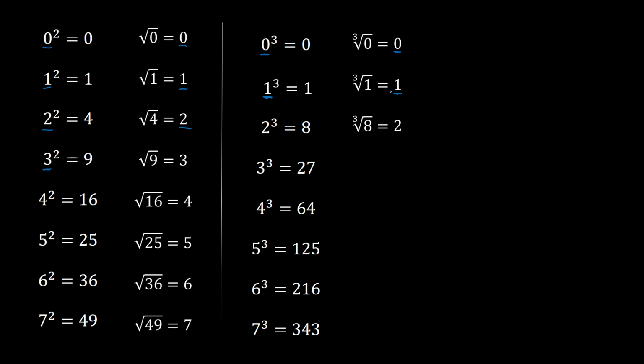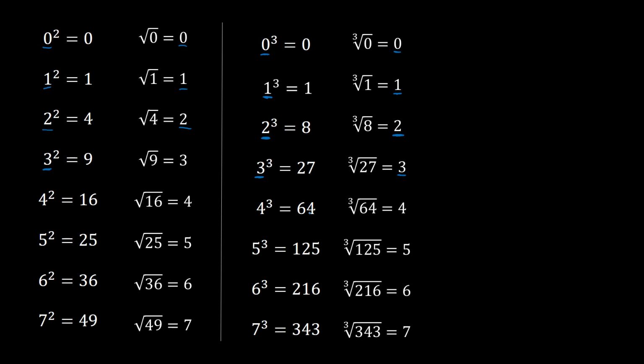Then you have the cube root of 8 is asking what cubed gives you 8. Well, 2 cubed gives you 8, so your answer is 2. We can keep going. Cube root of 27 is asking what cubed gives you 27. And it's going to be 3, because 3 cubed gives you 27. So if we do that for each of these, the cube root of 64, 125, 216, and 343 would be 4, 5, 6, and 7 respectively. So when you see the cube root like that, you're asking what cubed gives you the number inside of the radical.